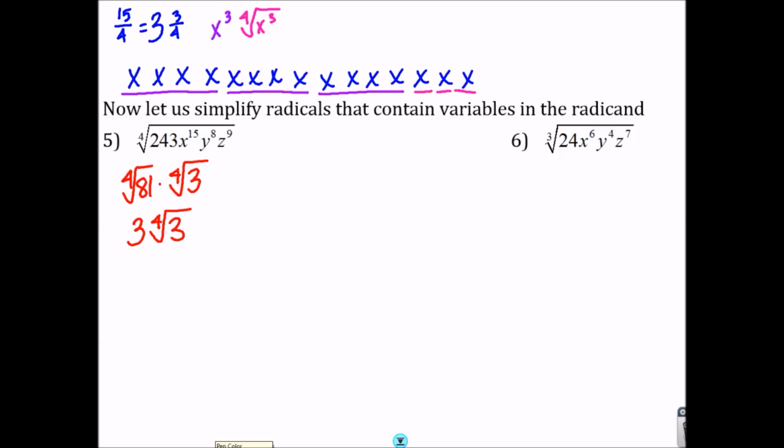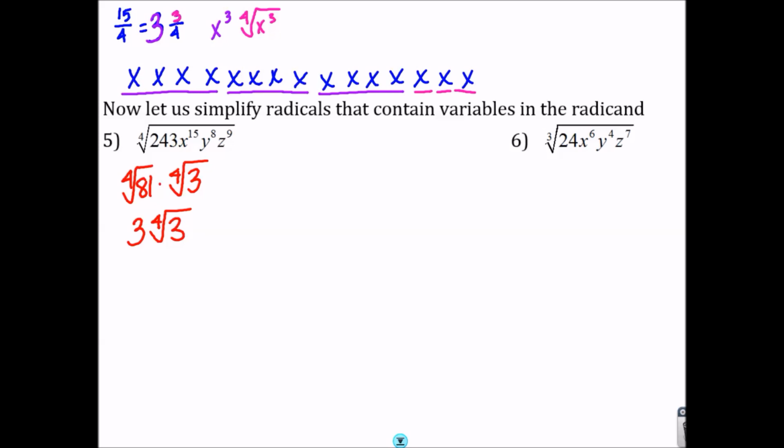So the fact that I have 3 as the whole part of that fraction means that I have an x cubed that's going to go out front, and the leftovers, so the remainder 3 or the 3/4, are what's going to go inside the radical. So let's try the next one with y's.